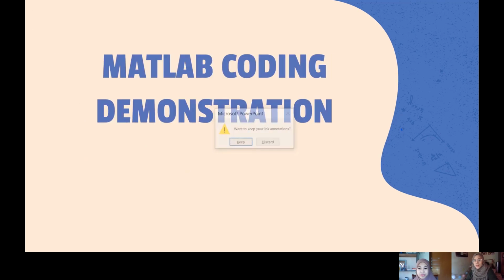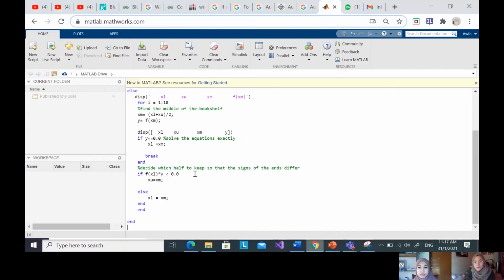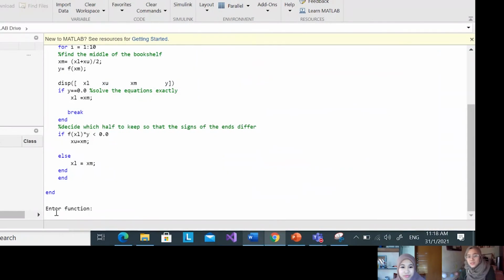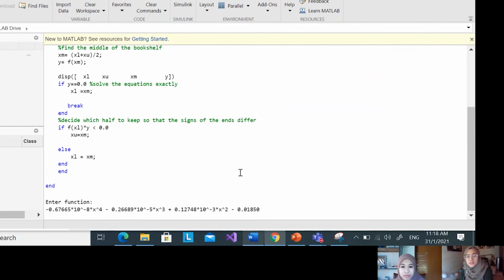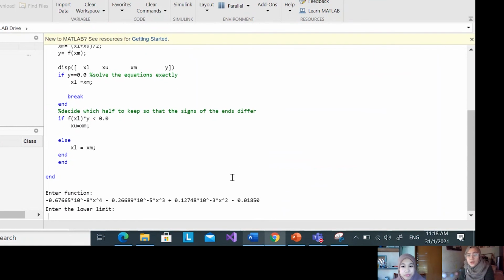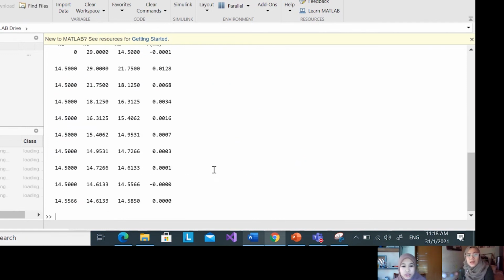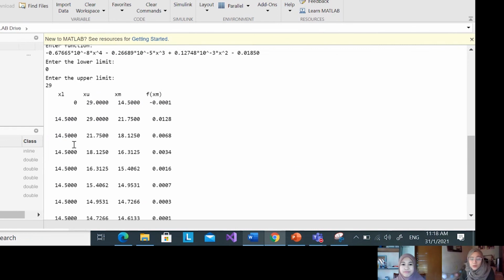Let's just do a quick MATLAB coding demonstration. Yes, I have the coding with me here, so I will just run it. So we have a function, so it will ask us to enter the function, so let's just enter the function. And for lower limit, we have our lower limit as 0 and upper limit is 9. Yeah, and it will print out all of it, the lower limit, the upper limit, the XM, and also the FXM.